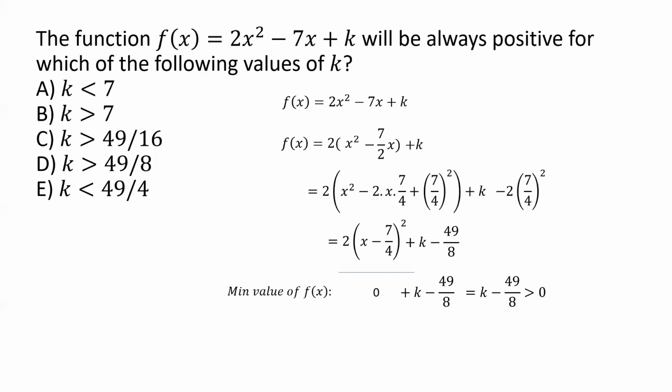So that has to be greater than 0, which in turn implies that k has to be greater than 49 by 8, which is a little higher than 7, because 49 by 7 is 7. So k has to be greater than 49 by 8. So looking through all the options, we have basically option D, which is the correct choice.